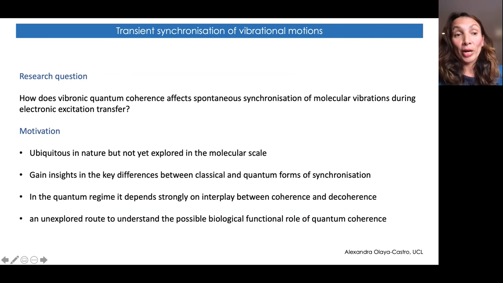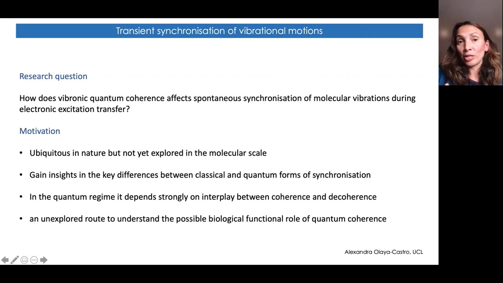The specific research question we have asked, in relation to the possible synchronization of vibrational motions during energy transfer, is how quantum coherence will affect what we call spontaneous synchronization. It's called spontaneous because we are not driving the system to synchronize; the system simply absorbs energy, we let it evolve in time, and then we see what happens with the correlations between the motions of the vibrations of different chromophores undergoing this energy transfer. The specific vibrations we focus on are those that bridge the energy gap between the energy levels in the excited state of these molecules.